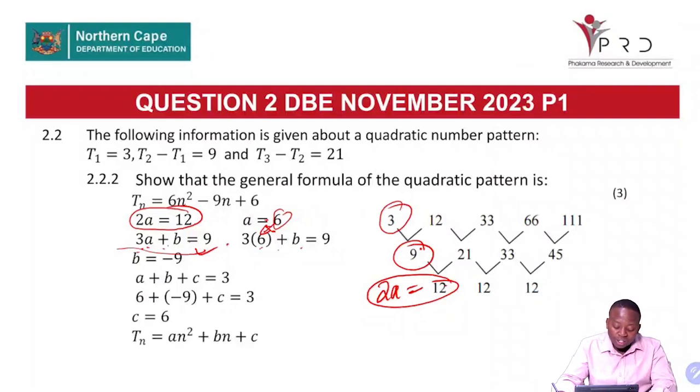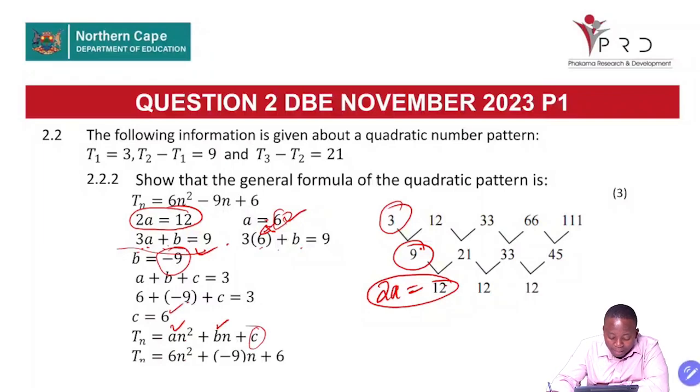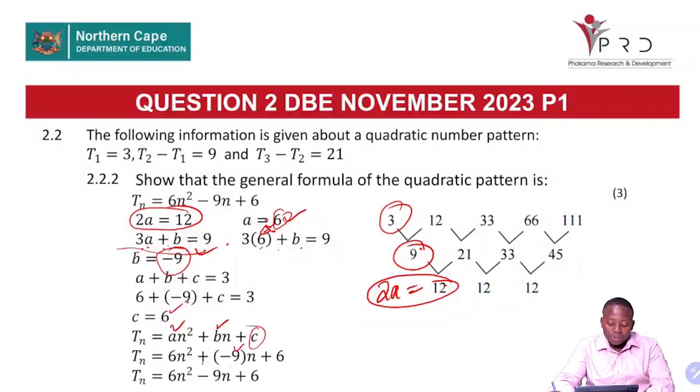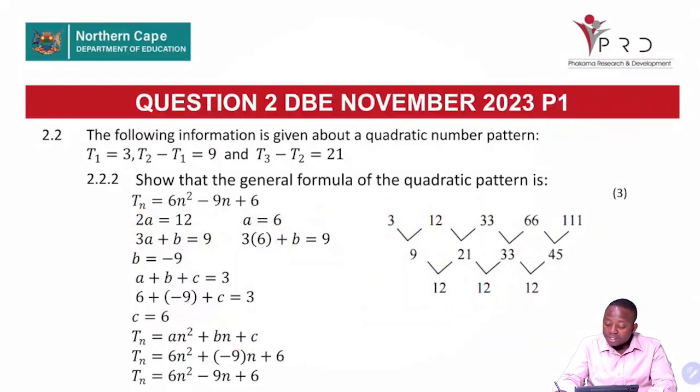Then we substitute into the general equation. We have found a, which is 6, we have b, and we have c. So we substitute: a is 6, so 6n squared, our b is negative 9, so negative 9n, plus c. There we go. We get 6n squared minus 9n plus 6. That is our Tn.